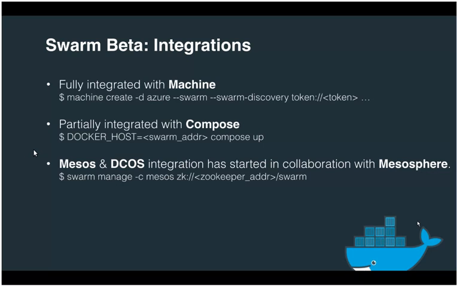Now I'm just going to do a quick overview about the integrations. You probably heard about tools like Machine or Docker Compose. So Machine is basically to create machines on cloud providers, with different drivers. You can just tell Machine to create on Azure and create a Swarm cluster.